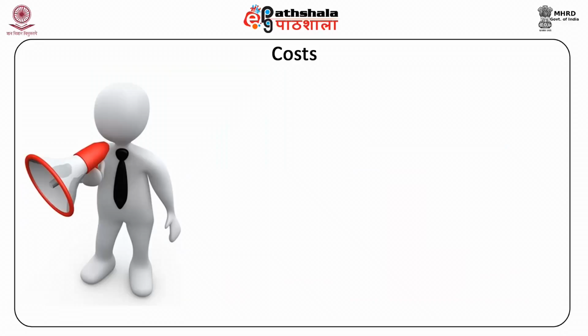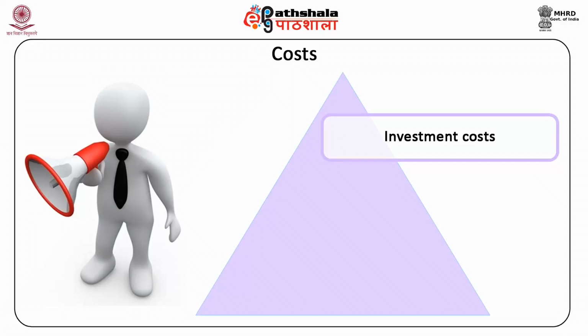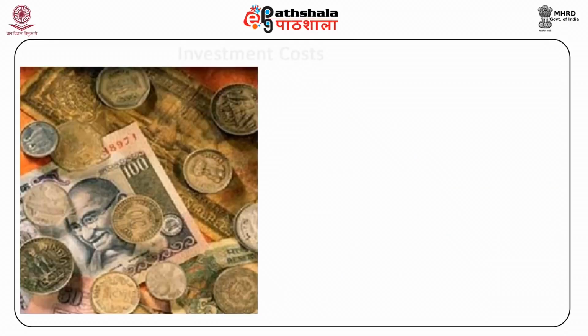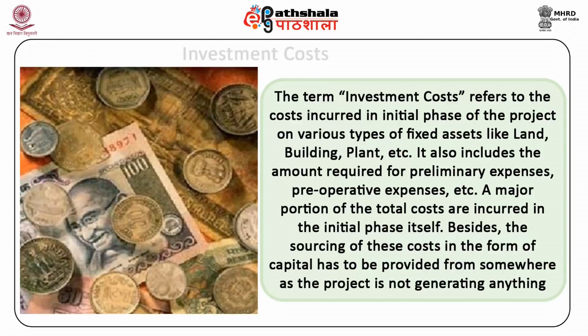There are three types of cost: investment cost, operational cost, liquidation cost. Investment cost. The term investment cost refers to the cost incurred in the initial phase of the project on various types of fixed assets like land, building, plant, etc. It also includes the amount required for preliminary expenses, pre-operative expenses, etc. A major portion of the total cost is incurred in the initial phase itself.